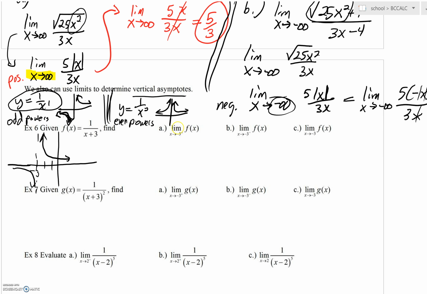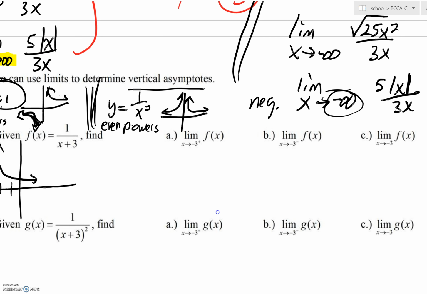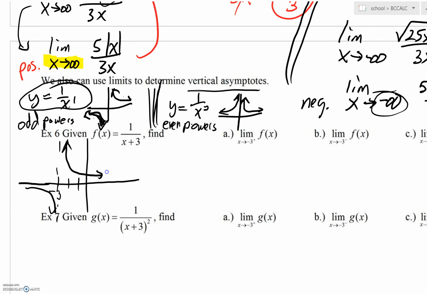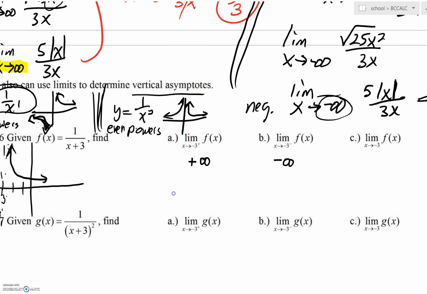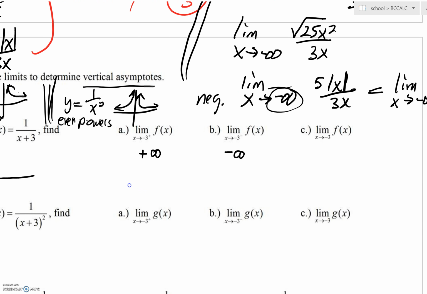But look here, as x approaches negative 3 from the right side, well, you can see from this right side, we're going up here to positive infinity. As x approaches negative 3 from the left side, we'd be going to negative infinity. And what if no direction was officially represented, just x approaching negative 3? Well, we have disagreement. We're going to say does not exist.